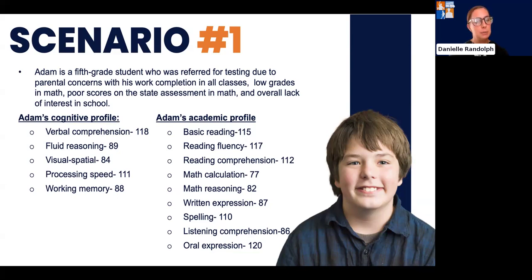So not super surprising. And then written expression is on the border. So it's average, but just a few points in that average range, which maybe wouldn't be expected if we're testing Adam. We wouldn't maybe expect to see a written expression score right there. So it's something for us to keep in mind. All right, next slide.